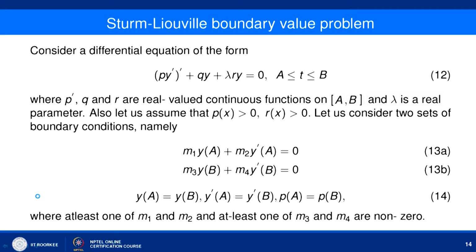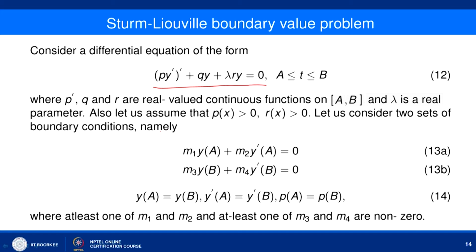First we discuss the differential equation of the form (p y')' + q y + lambda r y = 0. By looking at it, you can say that this is a self adjoint differential equation. Here p, p dash, q and r are real valued continuous functions on the closed interval [a, b], and lambda is a real parameter. Also let us assume that p(x) is never 0 in this interval.